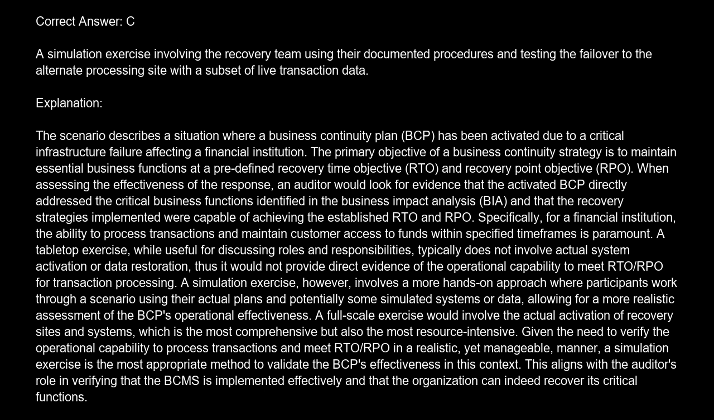The primary objective of a business continuity strategy is to maintain essential business functions at a predefined recovery time objective, RTO, and recovery point objective, RPO. When assessing the effectiveness of the response, an auditor would look for evidence that the activated BCP directly addressed the critical business functions identified in the Business Impact Analysis, BIA, and that the recovery strategies implemented were capable of achieving the established RTO and RPO.